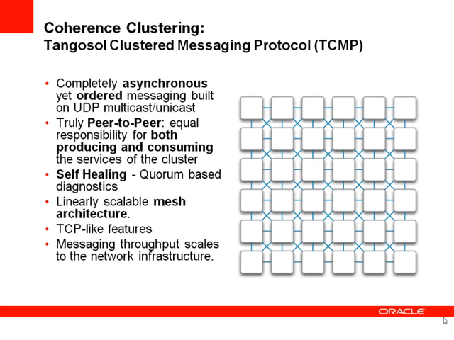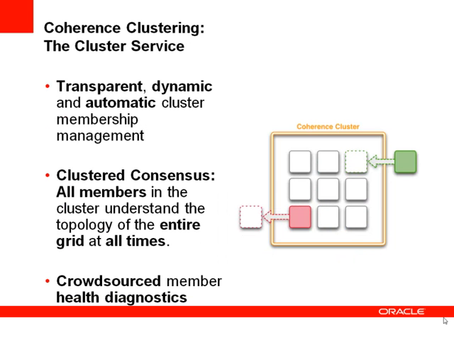It also has some other characteristics, such as self-healing. It is a mesh architecture, meaning individual nodes can talk to other individual nodes without going to a central lookup service. It has TCP-like features layered on top of UDP, and the messaging throughput scales with the underlying network. There is a Coherence clustering service which provides a logical view of the cluster at all times to all members of the cluster. It uses a consensus protocol to decide when members are able to join the cluster and when members leave the cluster, either voluntarily or through some other kind of unexpected event.